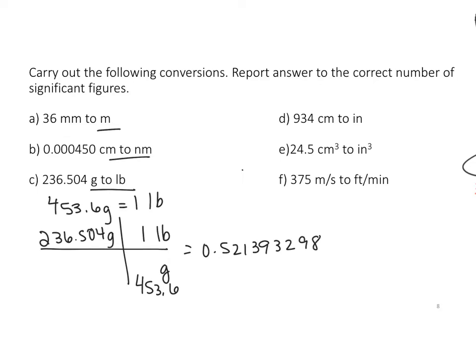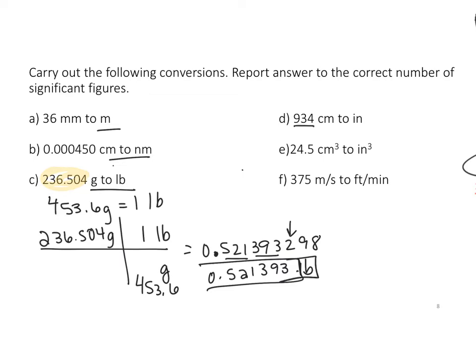0.5213939298. How many significant figures do you want to report this to? 1, 2, 3, 4, 5, 6. So 1, 2, 3, 4, 5, 6. The 2 keeps the 3 the same. So that is your answer, and you need to put your units of pound.